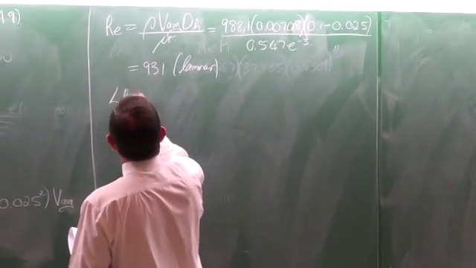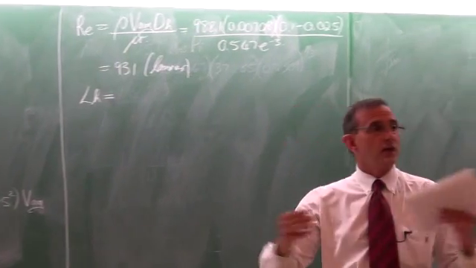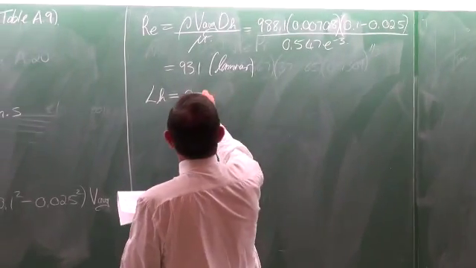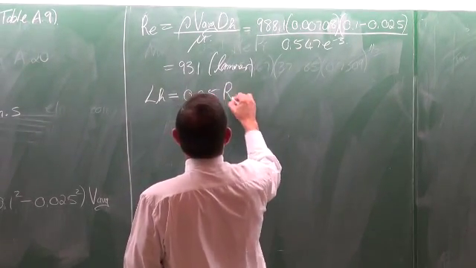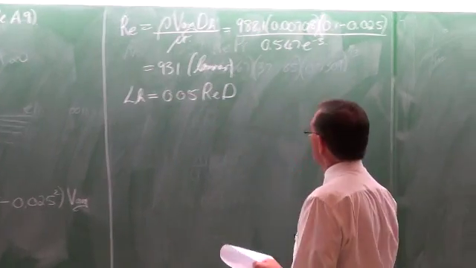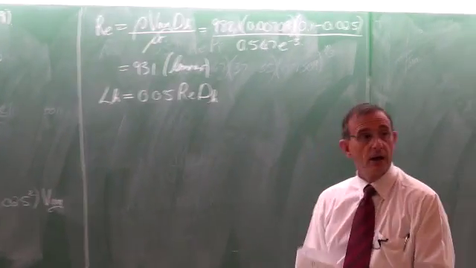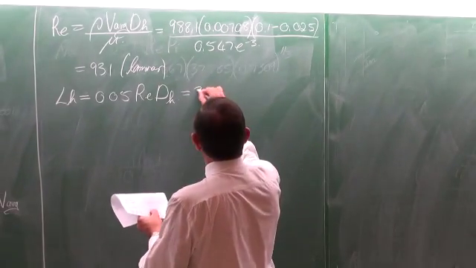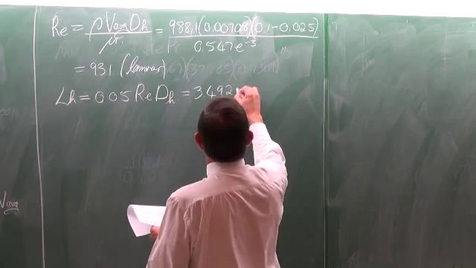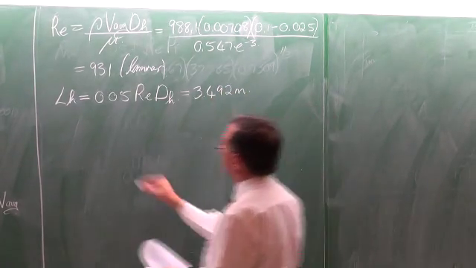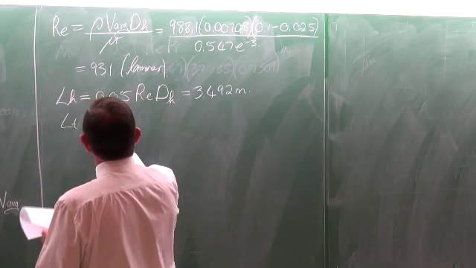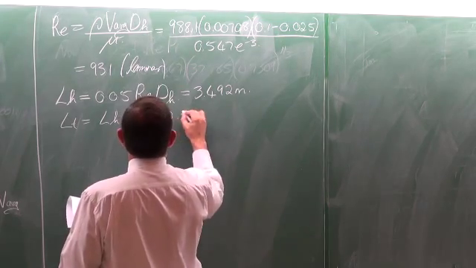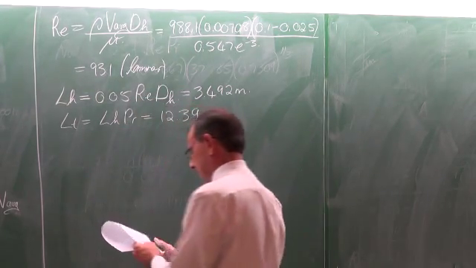Okay. We can go and calculate L_h, how long it would take before the flow is fully developed, the velocity profile, which is equal to 0.05 multiplied by the Reynolds number multiplied by the hydraulic diameter. Okay, I'm not going to do the substitution, but it works out as 3.492 meters. And the thermal entry length would be equal to L_h multiplied by the Prandtl number, and that works out as 12.39 meters.